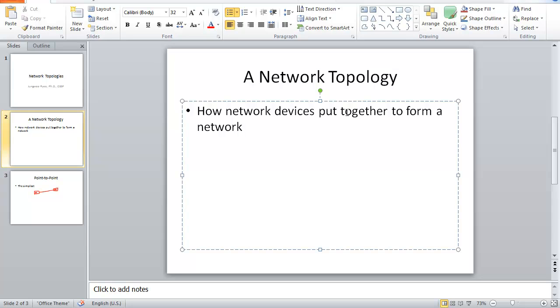So this is a physical layer concept, meaning in the topology you see the wires, you see the devices and how they're connected. So that's why we say this is a physical layer concept.